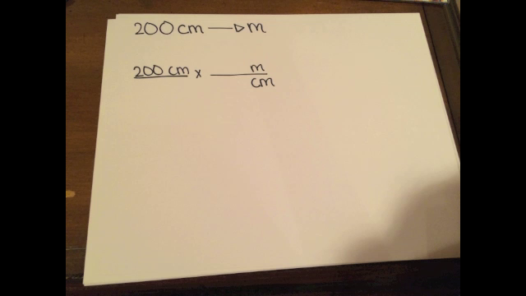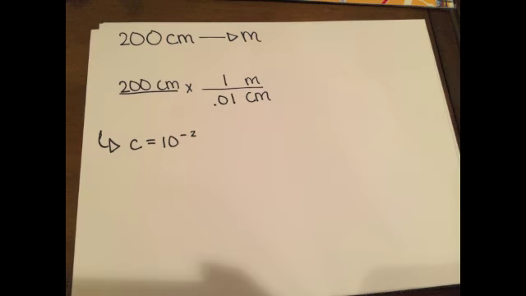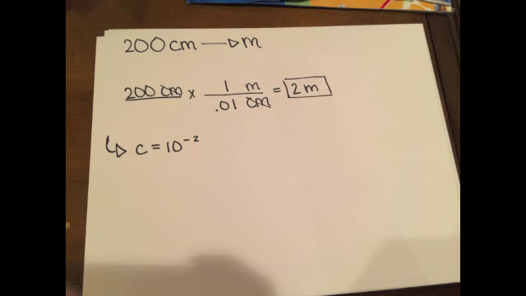Now let's try converting 200 centimeters to meters. Set up your equation as shown and make sure to place your units appropriately. Since we know that centimeters is equal to 10 to the negative 2nd, we know that there is 1 meter in 0.01 centimeters. Making sure to cancel out your units, your answer should be 2 meters.